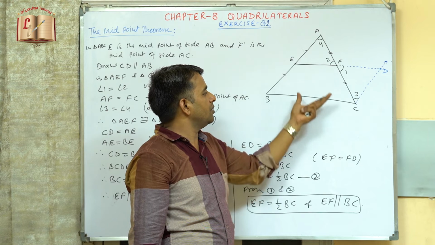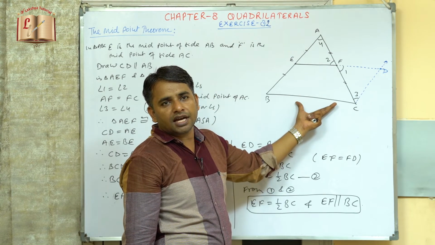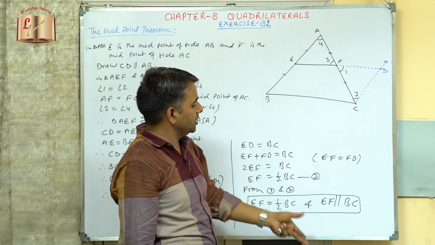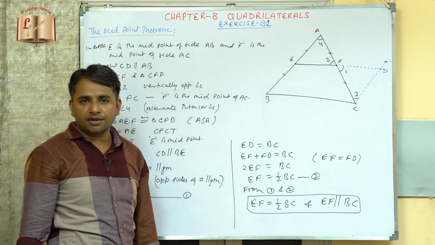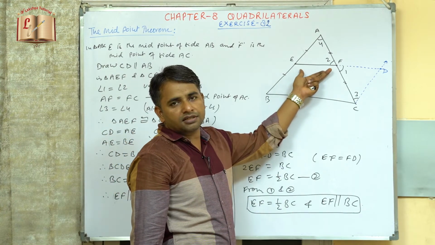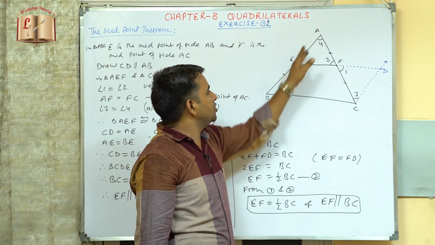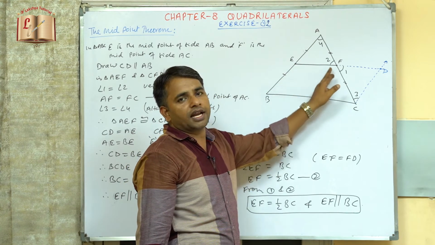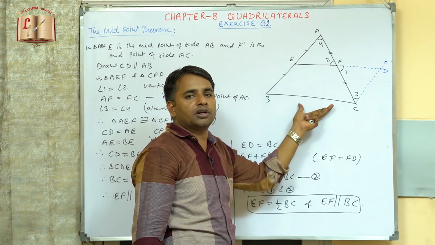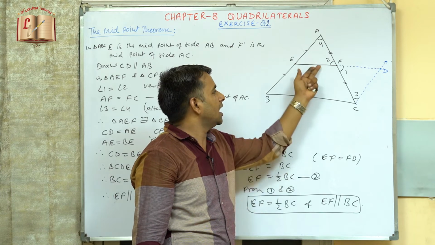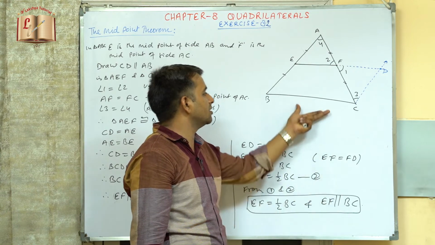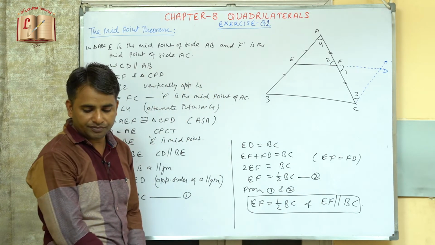So this EF will be half of this third side and this will be parallel to this third side. So this is the proof for the midpoint theorem. It is always asked in many exams to prove the midpoint theorem. Its statement and result is that if we join the midpoint of two sides of a triangle, then the line joining the midpoints will be equal to half of the third side and this will be parallel. So we have proved that this is half of the third side and this is also parallel to the third side.